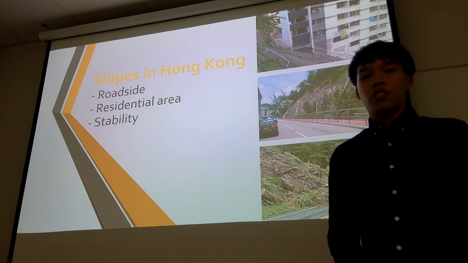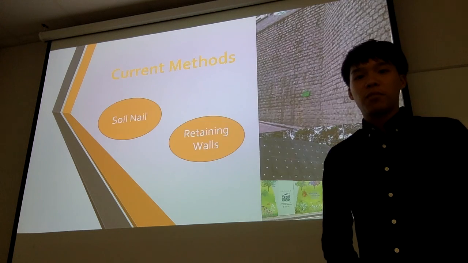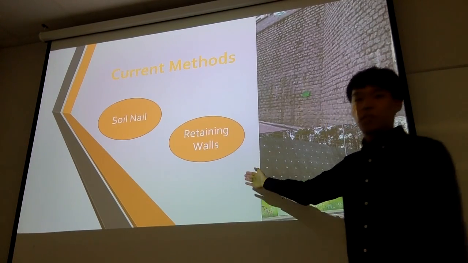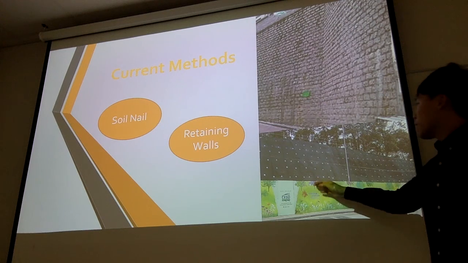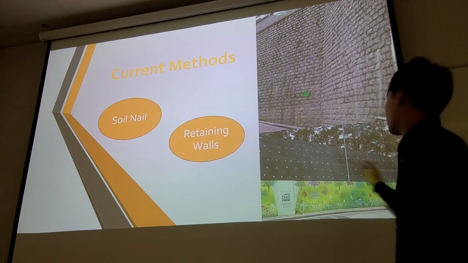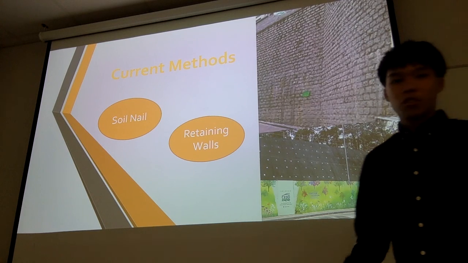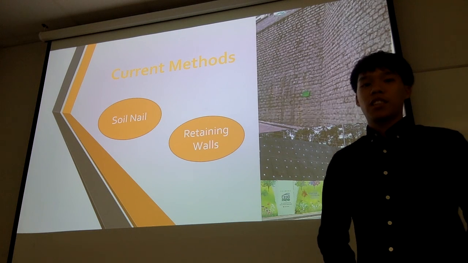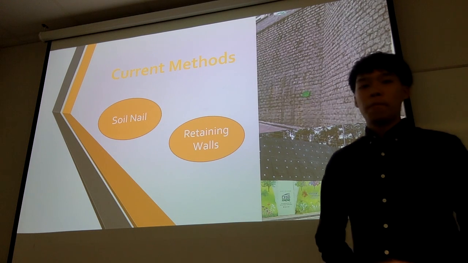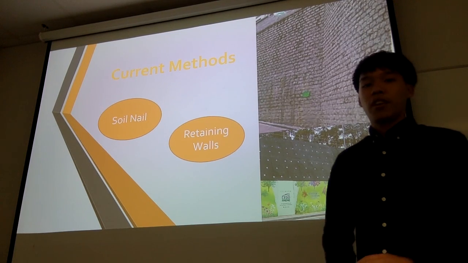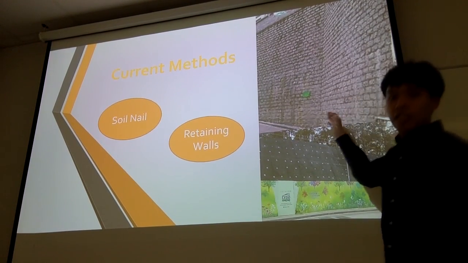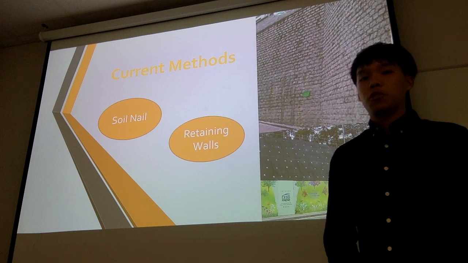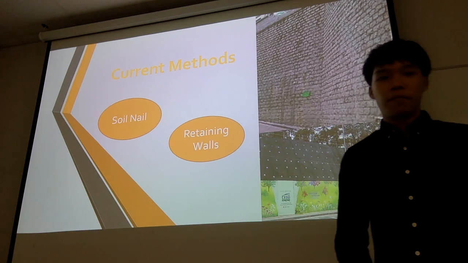Therefore, to stabilize a slope, there are two major current methods implemented on soil slopes, namely soil nails and retaining walls. In this picture, soil nails are the silver dots on the black soil slope. The soil slope is embedded with a series of steel bars, making the soil particles pack closer, and thus making the slope more stable. The retaining wall in the top picture is a concrete wall that blocks the soil from falling along the slope, and therefore these two methods can prevent landslides from happening.